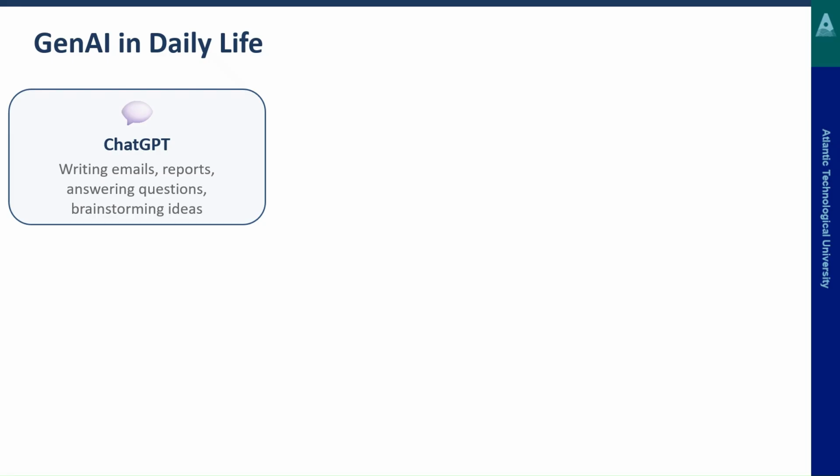So if we look at how generative AI is starting to become part of our daily life, I'm sure a lot of you are probably familiar with ChatGPT. Most people, when they hear AI, automatically think of ChatGPT, and they don't really move beyond that tool. ChatGPT is good for things like writing emails, summarizing reports, or even writing reports, answering questions on a complex data set, and also really good for brainstorming ideas.